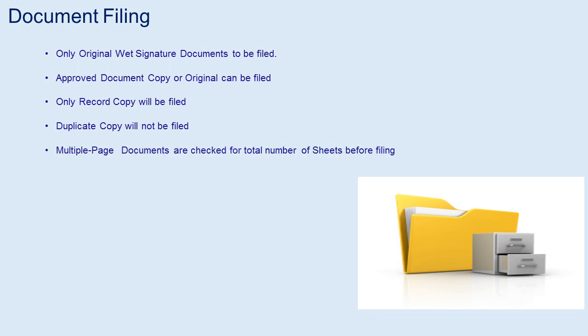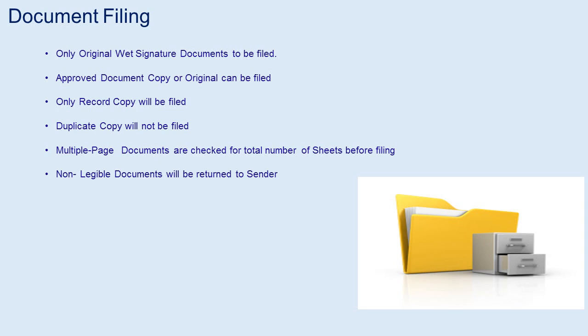Multiple page documents are checked for total number of sheets before filing. The booklets and documents which have come for filing should be checked for the pages in them. Sometimes pages are missing by the time they come to you for filing, and just imagine an important agreement with a few pages missing is filed and later discovered when used for some legal issue. You can just imagine your situation.